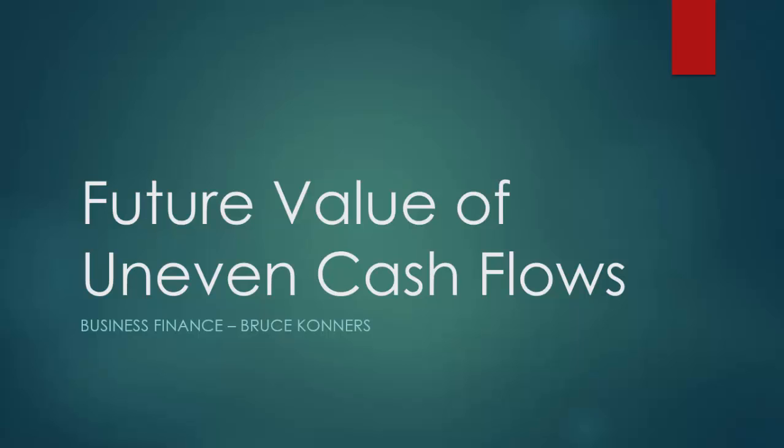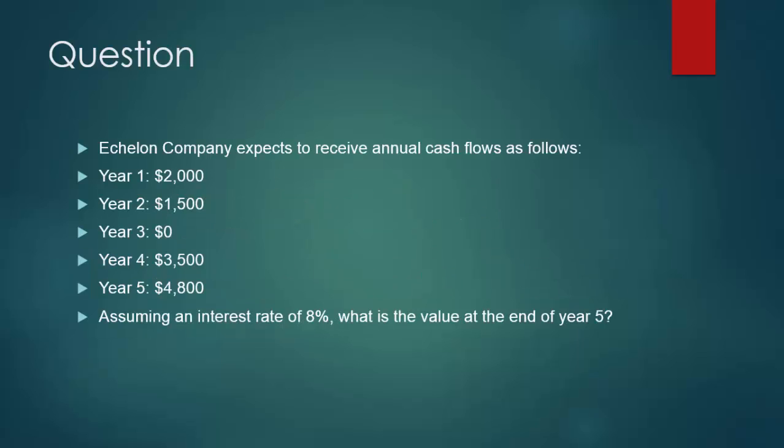Today, we are going to determine the future value of a stream of uneven cash flows. So let's say we have a company, Echelon Company, expects to receive annual cash flows as follows. In year one, they receive $2,000. Year two, they receive $1,500. Year three, $0. Year four, $3,500. And in year five, $4,800. Assuming an interest rate of 8%, what is the value at the end of year five?